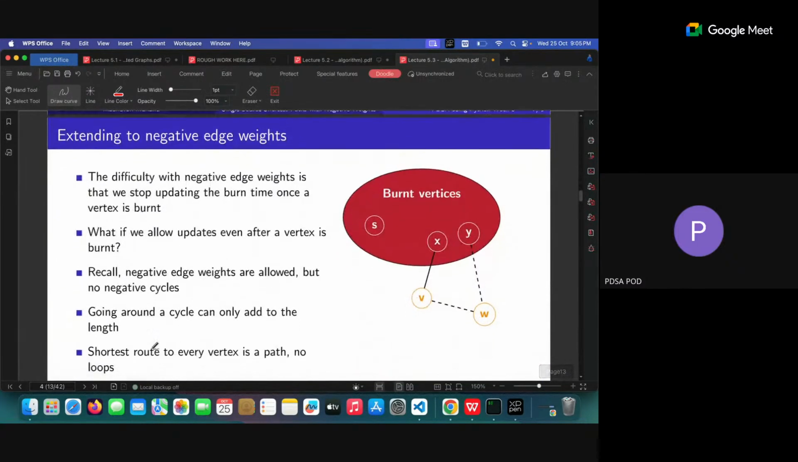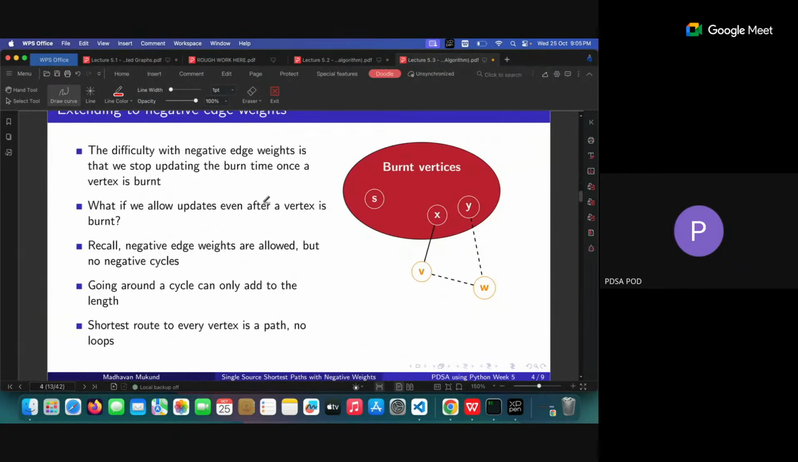Look at it. The difficulty with negative weights is that we stop updating the burn time once the vertex is burned. Whenever negative edges are there, like you have edge weights 5, 7, and -3 available, whenever you start burning from X, you try to burn V. But if you consider Y to V also, this 7 is a higher value compared to 5, so we don't burn it. Because of this -3, it is misleading.